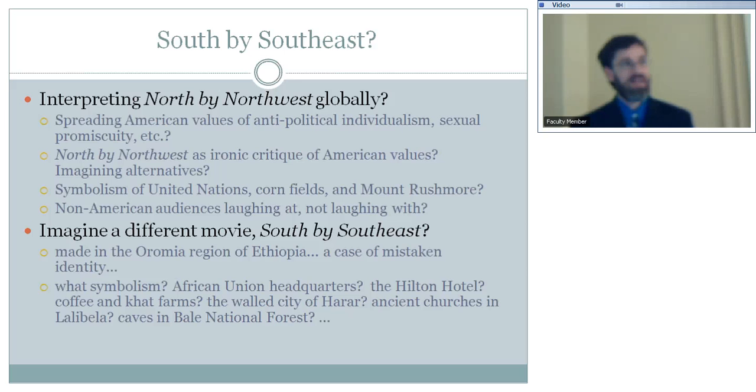What would be the politics? Do you even recognize the politics? Everybody recognizes the politics of the Cold War in the United States, and maybe they don't. But what would be the case of the state united in Ethiopia? What would that be about?